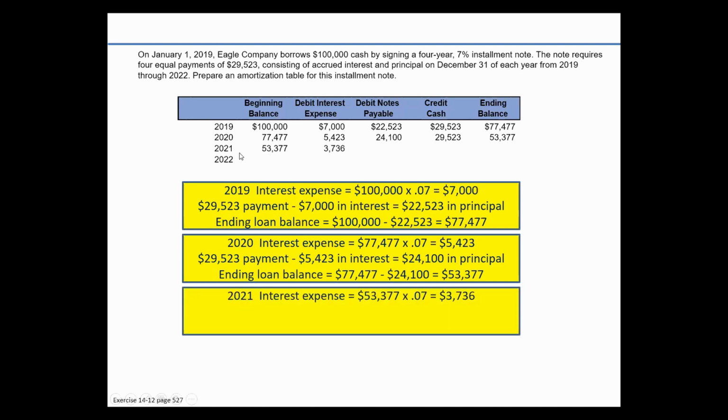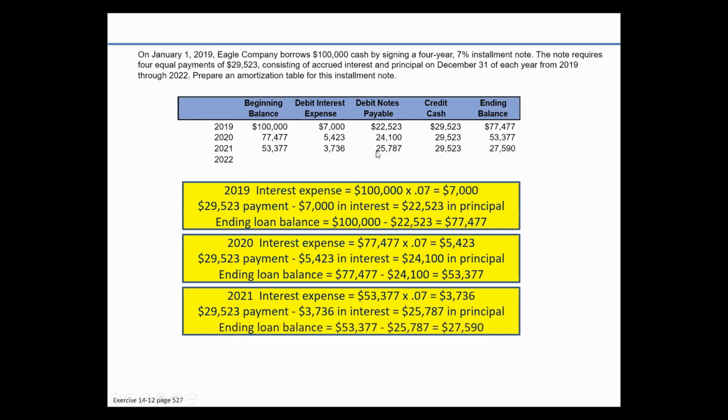That becomes your new balance for 2021. Again, multiply the new balance, $53,377, by 7%. That's going to give you then that you're paying $3,736 of interest. And again, you subtract that from the cash payment amount. That's going to give you the notes payable, the principal amount that's being paid, of $25,788. So if you subtract that from the beginning balance, it gives you an ending balance of $27,590. And so that becomes the beginning balance in 2022.